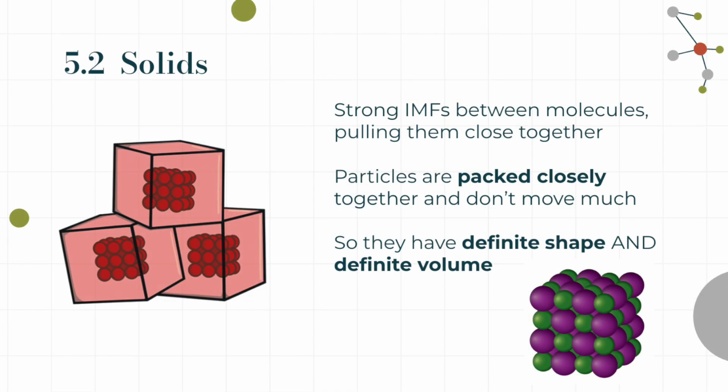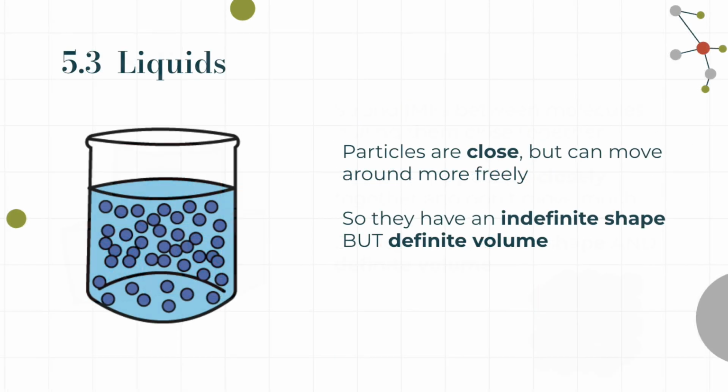Next, 5.2 on solids. There are strong IMFs between these molecules that pull them close together, and as such, these particles are packed closely and they don't move much, as can be seen in the two pictures. So, they have definite shape and definite volume. For example, a rock or a box is a solid. You can hold it in your hand and it can keep its shape.